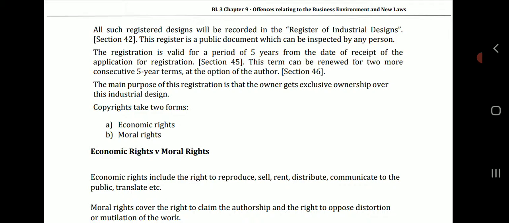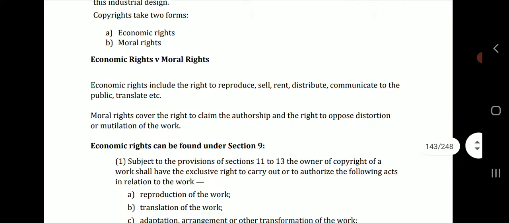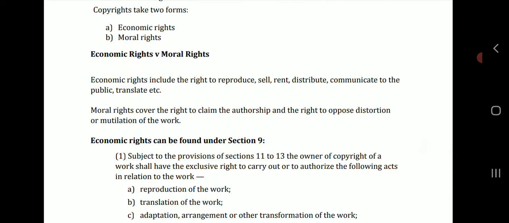So these rights take two forms: economic and moral rights. So what are the economic and moral rights? Economic rights, obviously, are the right to sell, reproduce, distribute, communicate to the public, and translate, for your own economic benefit. What are the moral rights? The right to claim authorship and the right to oppose distortion or mutilation of the works.